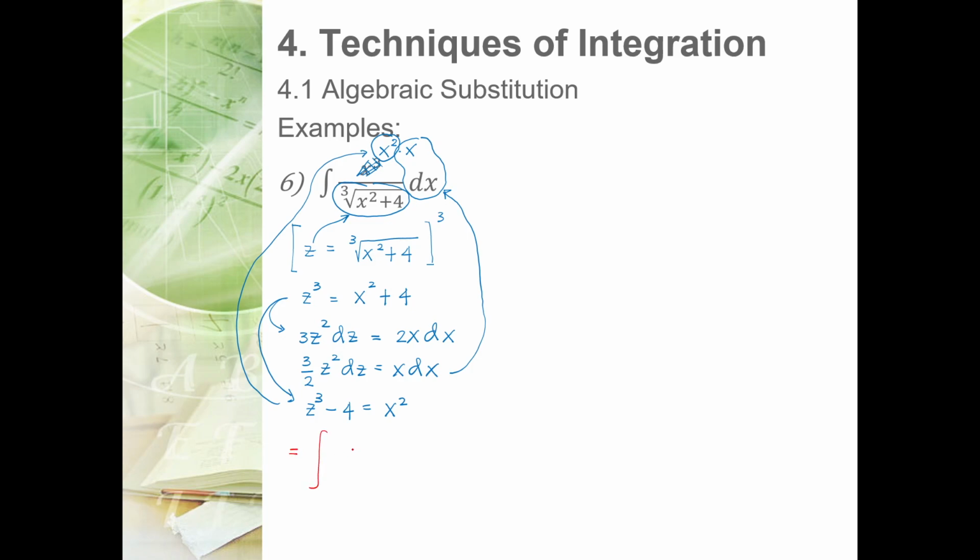Okay, so getting the new form, x squared is z cubed minus 4. Then your x dx is 3 halves z squared dz. And then the denominator is the z parameter. So we can cancel out 1z, cancel out 1z. And we can factor out your 3 halves outside the equation. So 3 halves, then integral of z cubed minus 4 times z dz.